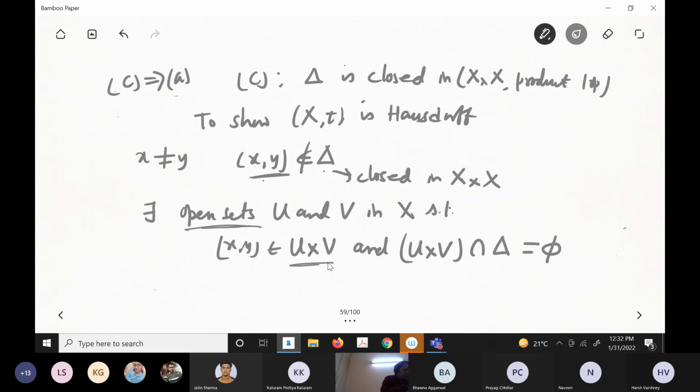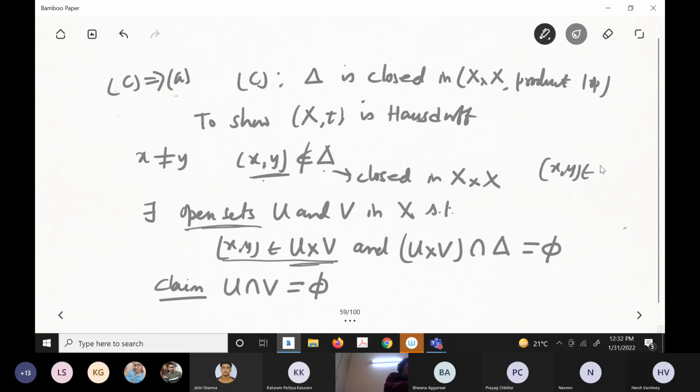Now look, xy belongs to U cross V, and my claim is that U intersection V is empty. Look, xy belongs to U cross V implies x belongs to U, y belongs to V. That is obvious. Suppose a point belongs to this, not this same xy, take x prime, y prime.